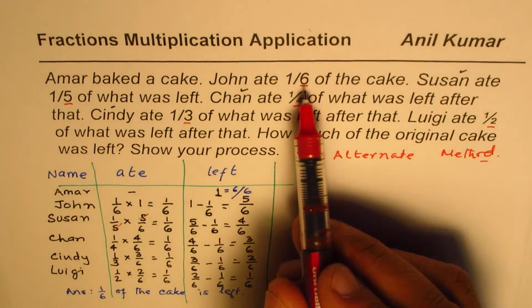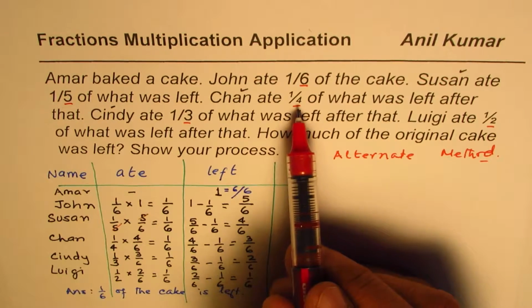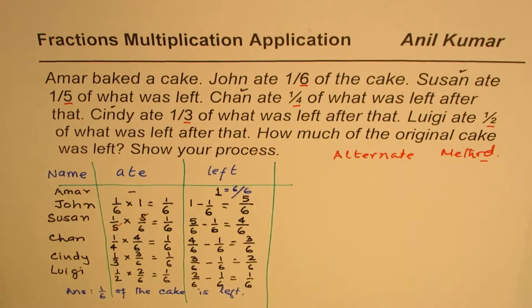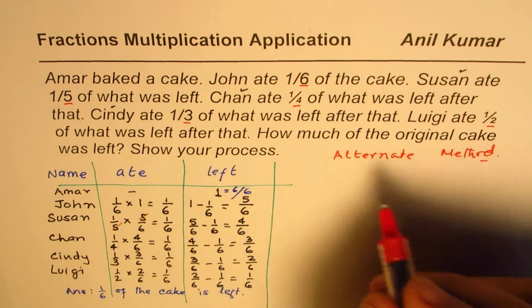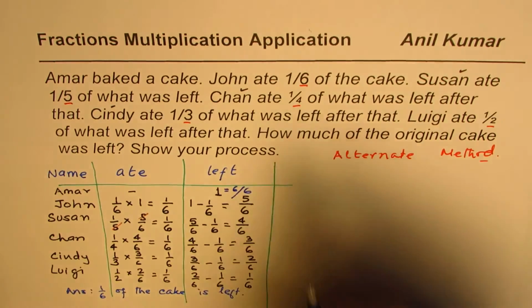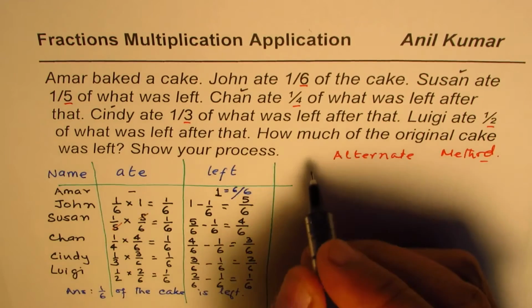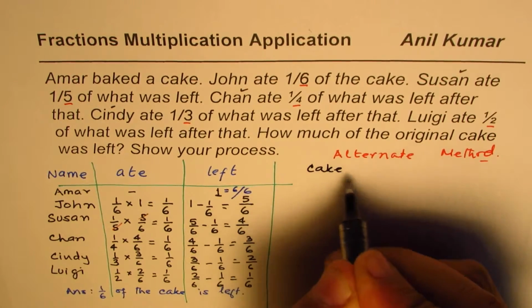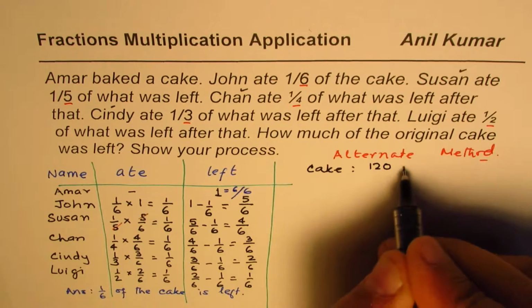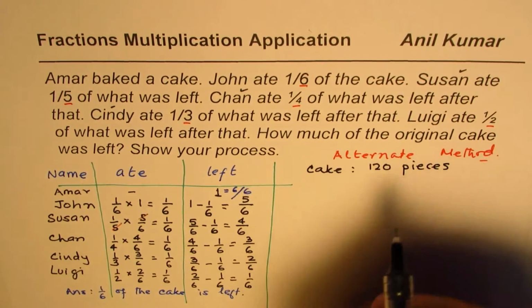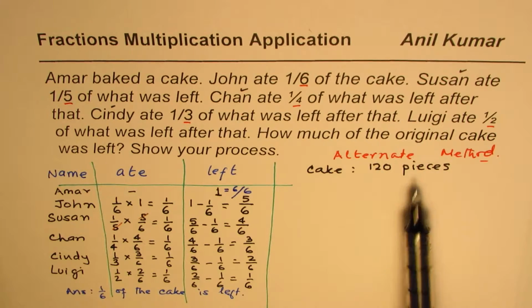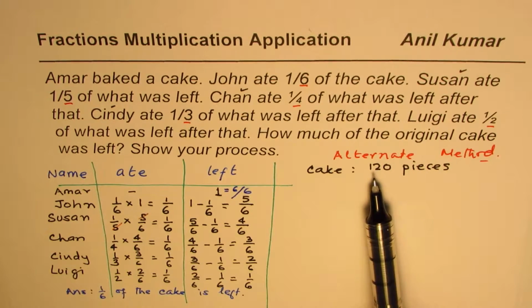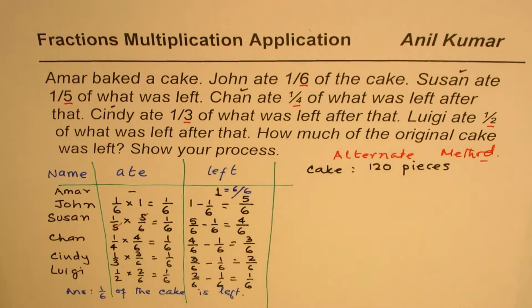So one common denominator could be 60, for example, right? So 60 could be a common denominator. Let me take an even bigger number, okay? So let us take a number like 120. So let us say that Amar baked a cake, and that cake has 120 pieces, okay? You could break down to 60 pieces. Do this exercise again. I will do it with 120 pieces, okay? So let's say the cake has 120 equal pieces. Reason is that this is a common multiple of these denominators, right?